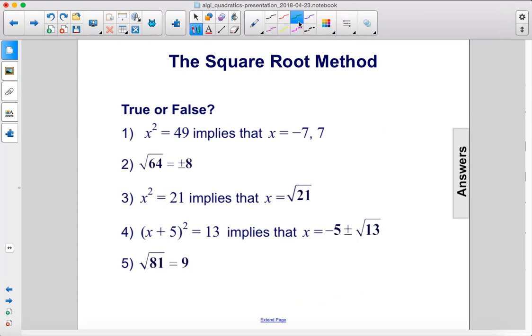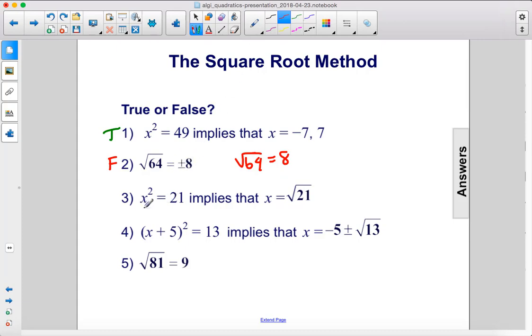True or false? All right, x squared equals 49 implies that x equals positive or negative 7, and that is true. You could put positive or negative 7 in here, and you will get 49. All right, the square root of 64 equals positive or negative 8. Well, this is false. The square root of 64 is positive 8. So it is not positive or negative 8 here.